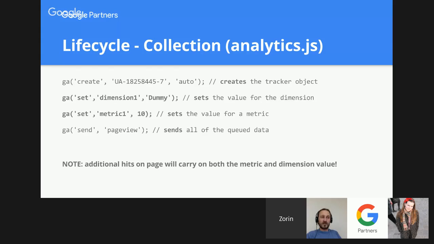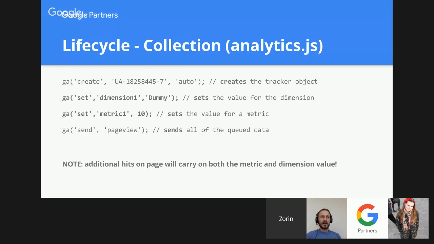Each dimension and metric can only be sent to Google Analytics with an existing hit. A hit is the bottom line, which says, GA, please send me a page view. So this is the line which actually sends the data to Google Analytics. Now, the two middle lines: the first line sets dimension 1 and creates a value for that dimension, which is dummy. The second part is basically where we create a metric.